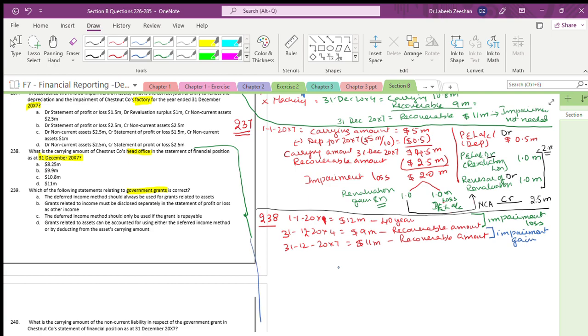I will use a lot of space. First we will take step 1. Step 1, what we'll do, we'll calculate as on 31st December 2004.